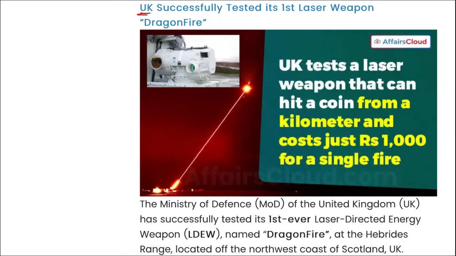Next, the UK successfully tested its first laser weapon, Dragonfire. As you can see, this Dragonfire is a laser weapon. It can aim at a particular coin even from a long distance. The UK's Ministry of Defence has successfully tested the first ever laser directed energy weapon, named Dragonfire, and this is used to take down enemy drones and enemy aircraft in a region you don't want them to be.